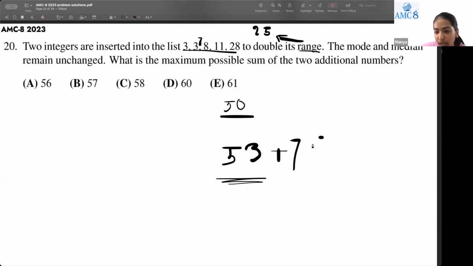So 53 plus 7 is equal to 60. And so that is the sum of the two additional numbers. And that's how we got our answer choice D.